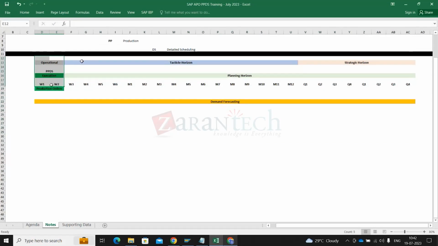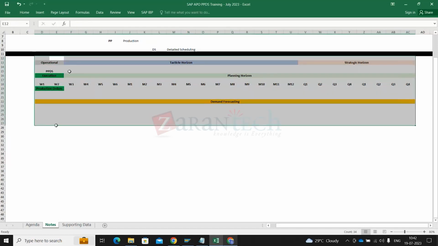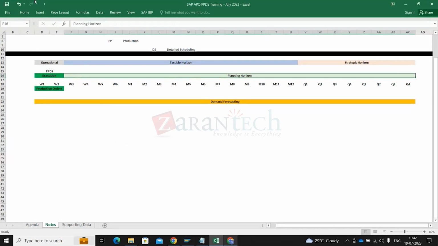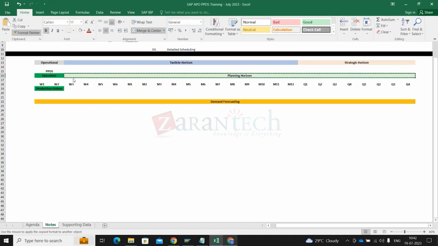The planning is already done and has already fed the input here, because that goes in a sequence. So when week 3 was planned, and week 3 becomes week 2, the planning doesn't happen on it anymore, but the execution happens. The week 3 planned order gets converted into a production order when it enters week 2, and then the PPDS scheduling and MES play their role.